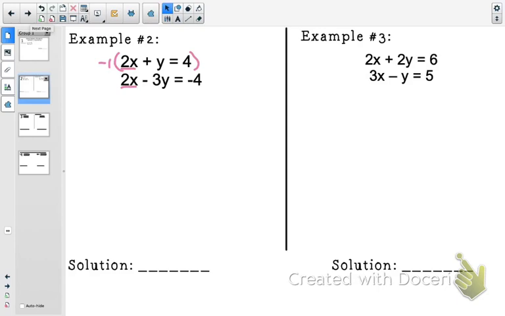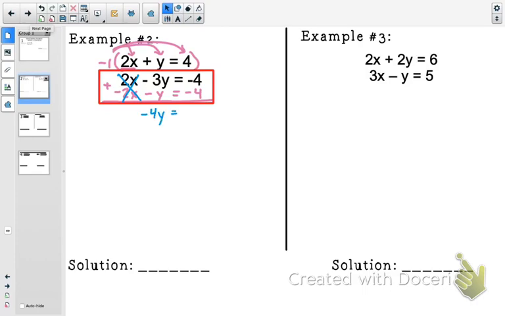So let's multiply the entire first equation by negative 1 and distribute to each term so that way we can get a negative 2x. Negative 1 times 2x, times y, and times 4 is going to give me negative 2x minus 1y equals negative 4. Now I can add, because I have a positive 2x and a negative 2x, that will now cancel out. So negative 3 plus negative 1 is negative 4, keep the y. Negative 4 plus negative 4 is negative 8. A one-step equation, divide both sides by negative 4, and we get a y value of 2.